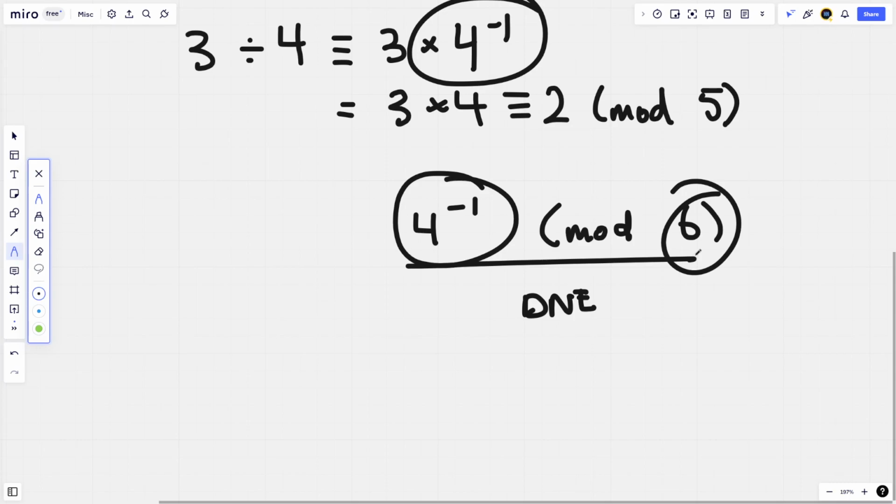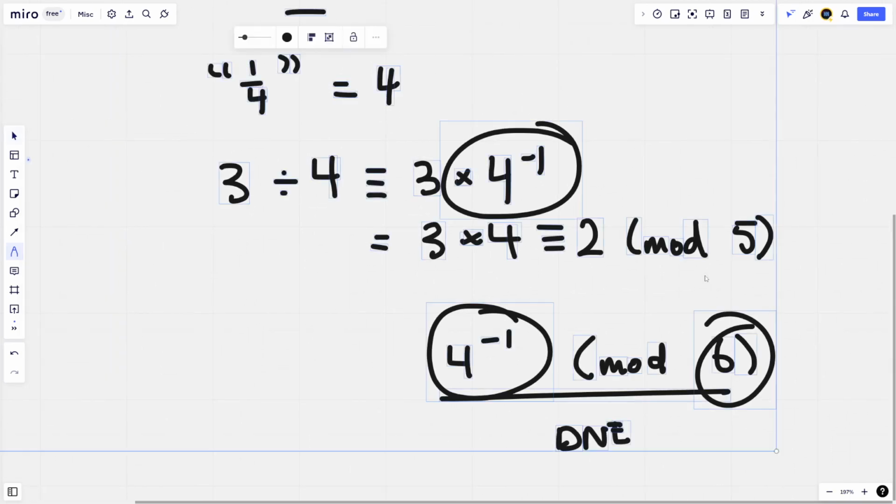So even though you might be tempted to say 4 divided by 2 is equal to 2 mod 6, that isn't the case. 4 divided by 2 is not defined mod 6, even though in standard arithmetic it would be equal to 2, which is its own equivalence class. It simply is not well defined in that particular context.